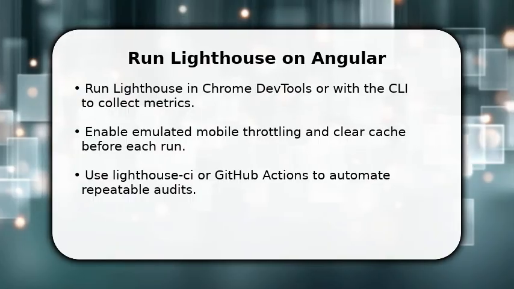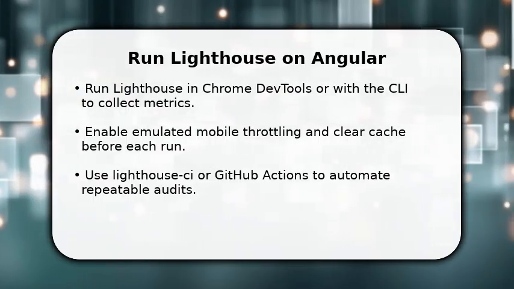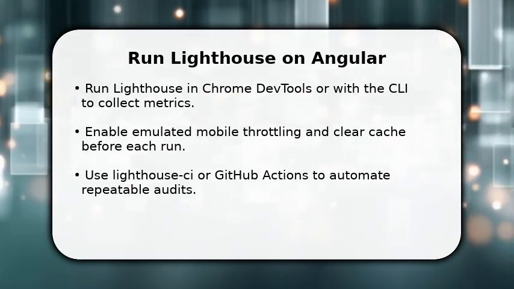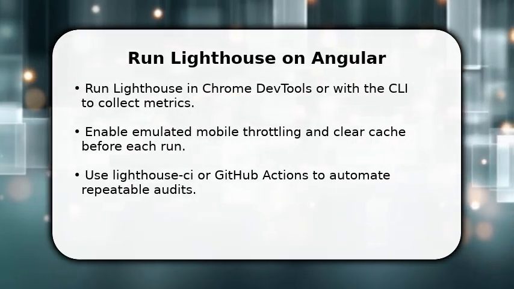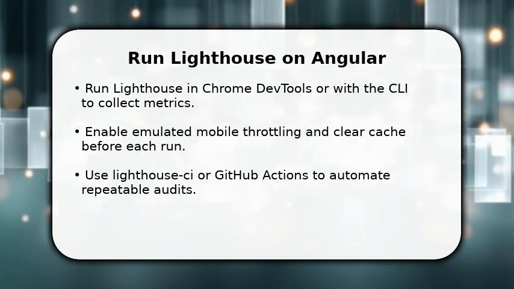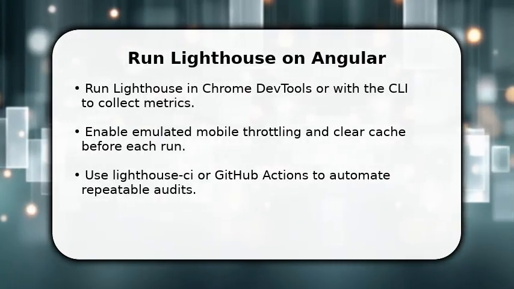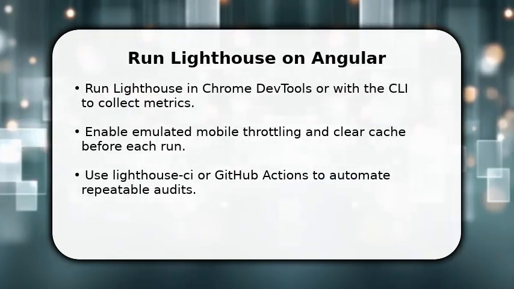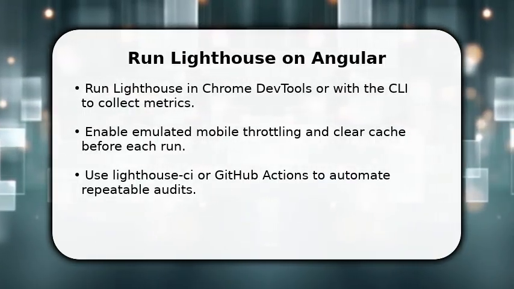Alternatively, install the Lighthouse CLI globally and run Lighthouse against a URL. Use flags for throttling, form factor, and output format when running the CLI. Emulate network and CPU slowdown to simulate real user conditions during tests. Always clear browser cache between runs to avoid false positives in metrics.